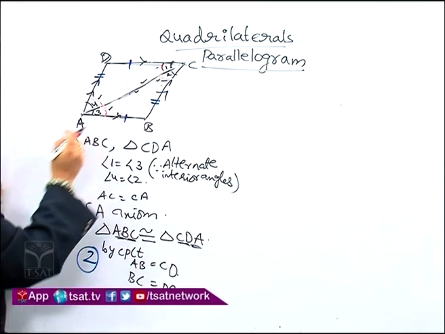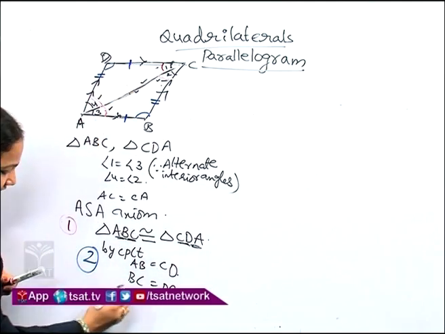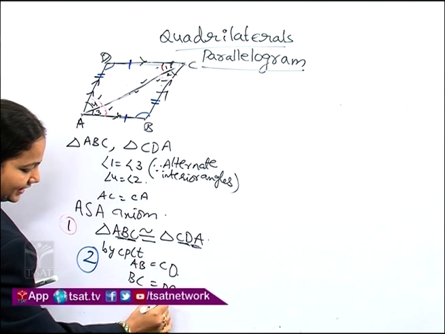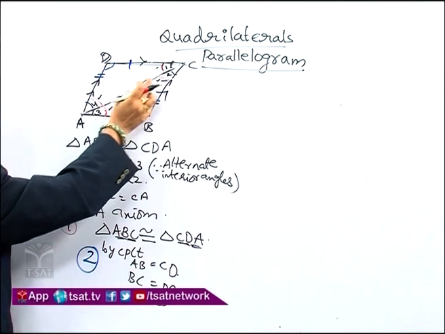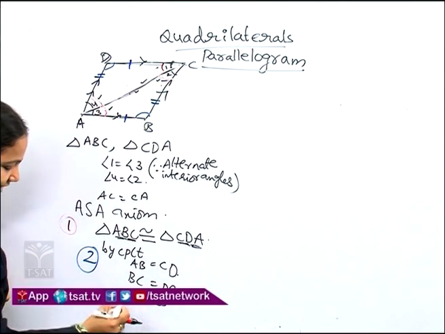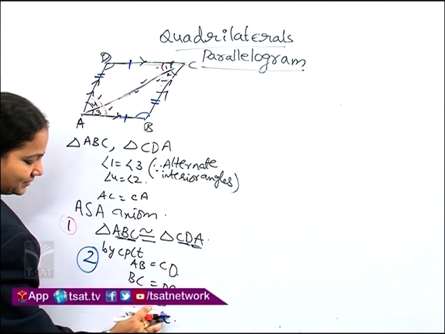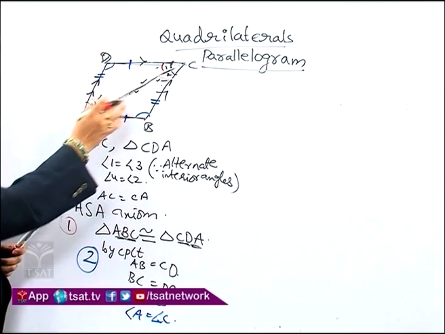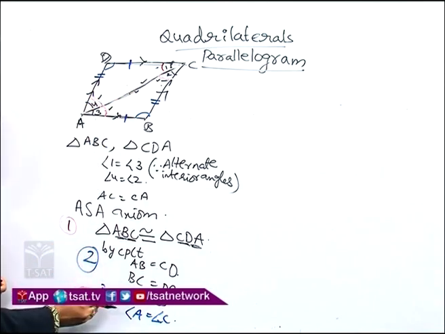Next, what is the remaining other angle? The other angle is B and D. So I can write angle B is equal to angle D. Yes, and also here 1 is equal to 3, 2 is equal to 4. I can say that angle C is equal to angle A, or angle A is equal to angle C also. That means the opposite angles are equal. Therefore, this is the third property of a parallelogram.